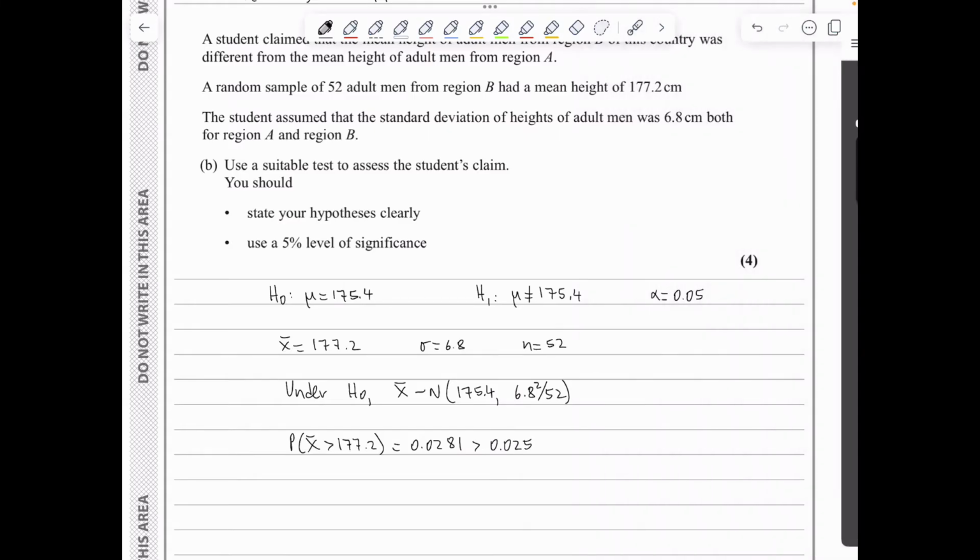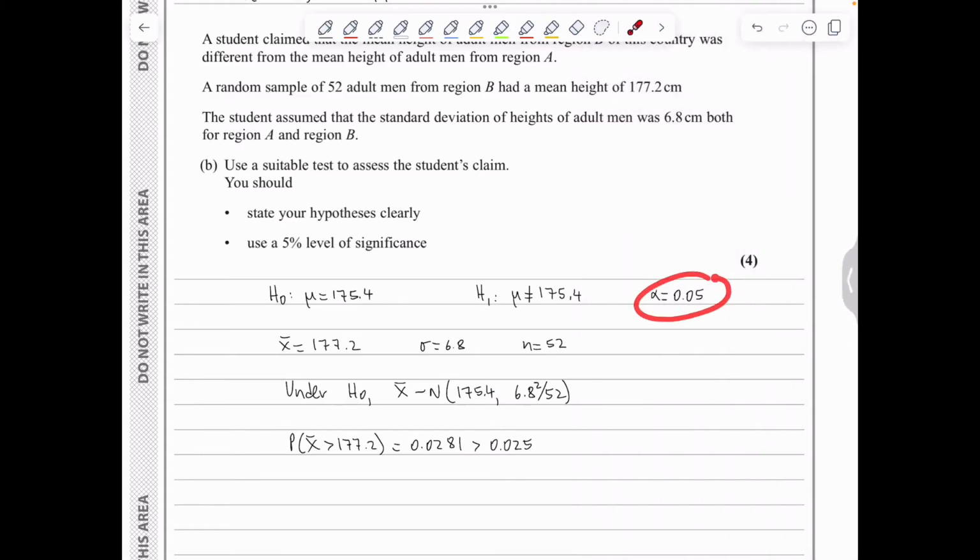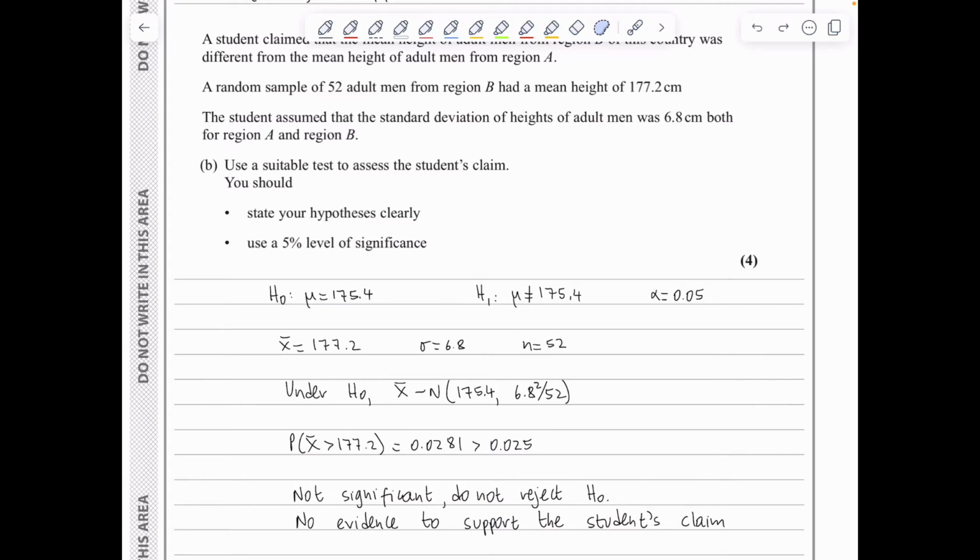0.025. Notice that I have halved my significance level because this is a two-tailed test. I'm looking both to the left and right of the distribution, so I'm halving the significance level. And since what we have seen is not extreme enough, we haven't seen a probability less than 0.025, we say not significant, do not reject H0. And again, we need an interpretation in context. We say no evidence to support the student's claim.